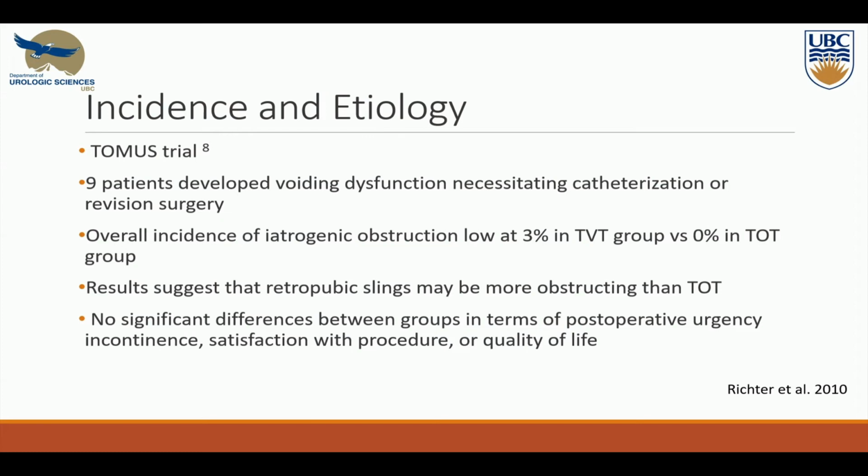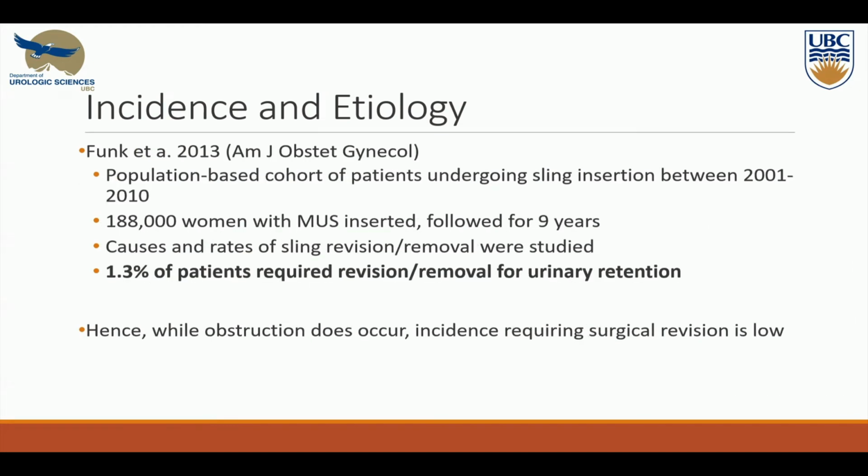However, the overall incidence of iatrogenic obstruction was low between both groups at 3% in the TVT group and 0% in the TOT group. These preliminary results suggest that retropubic slings may be more obstructive compared to transobturator slings. There was no significant difference between the two groups in terms of postoperative urgency, incontinence, satisfaction with the procedure, or quality of life.